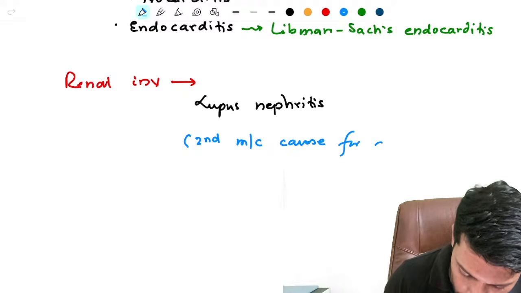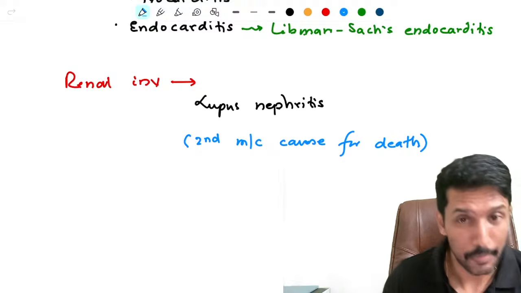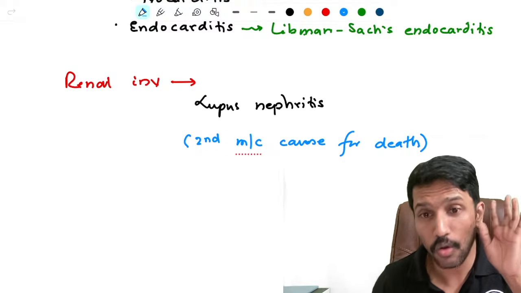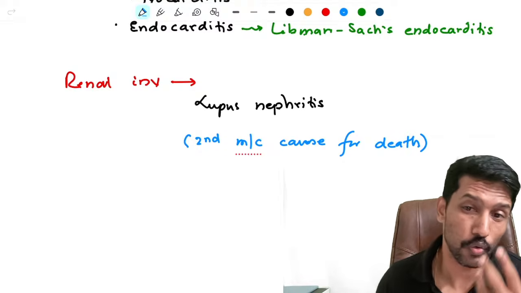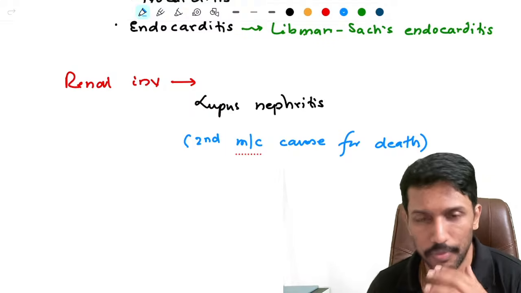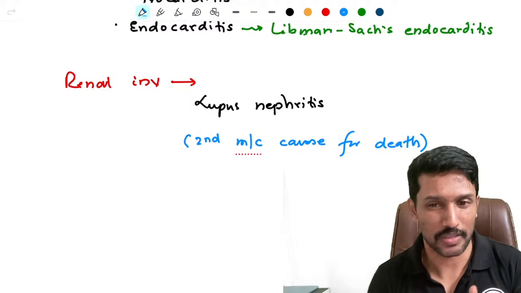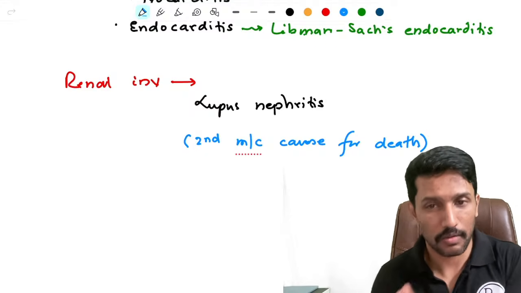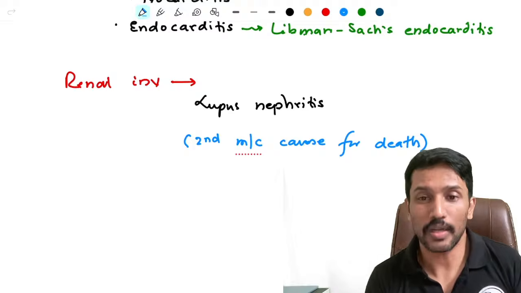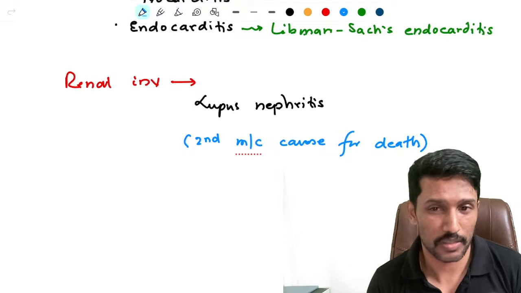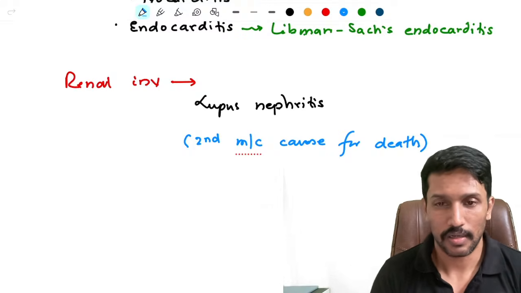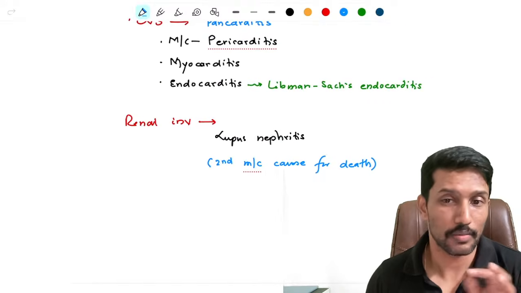cause of death in patients with SLE. Once upon a time, lupus nephritis was the most common cause of death in SLE, but today it's no longer because we have more potent drugs to treat it. Even if lupus nephritis happens, we're able to salvage a lot of patients with potent immunosuppressants as well as renal replacement therapy, dialysis, or transplantation. So it is no longer the most common cause.